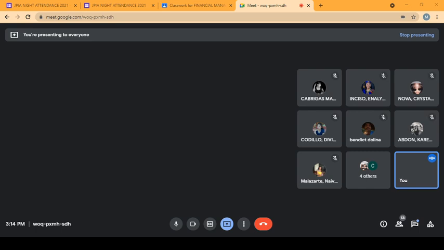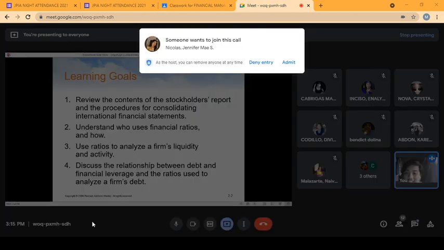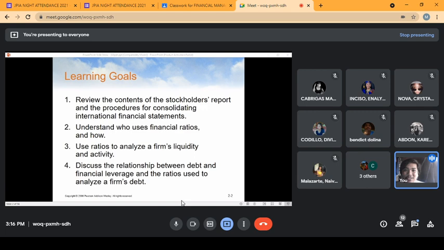Another is that we are going to use ratios to analyze the firm's liquidity and activity. As we go on, we will understand what liquidity is in business, because in other fields of profession, liquidity has something to do with water. Here, it is different. And we will also discuss the activity of the entity using the ratios that we have. So that would be our learning goals here.